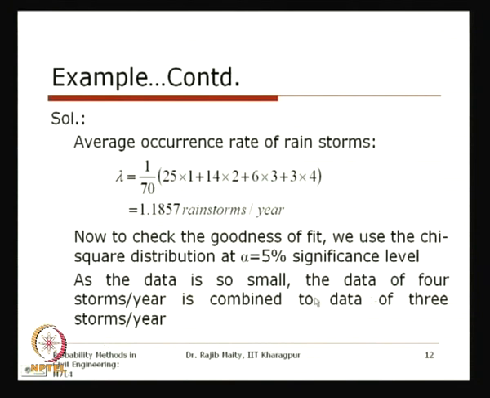So, this type of boundary should be open, but the way the problem is given, it is just a closed boundary at 4 rainstorms per year. Here, if we consider the 3 rainstorms per year and 4 rainstorms per year cases combined together, then we can say greater than or equal to 3 rainstorms per year. So the positive side remains unbounded, and this will also help to check that the frequency at each cell is at least 5, which is for the better result that we have mentioned earlier.